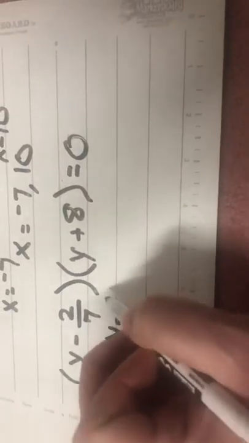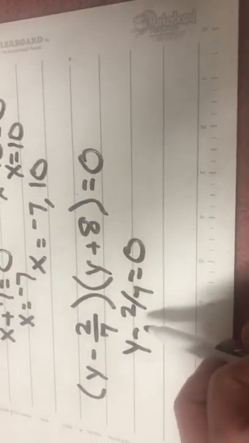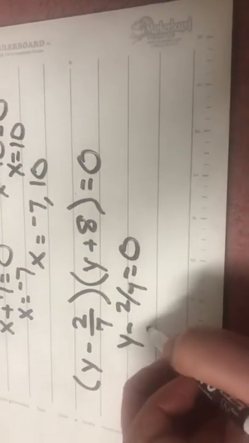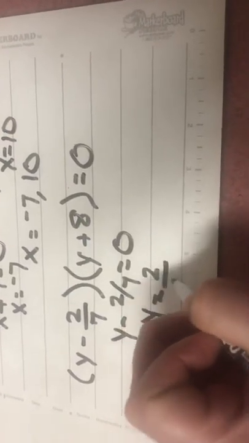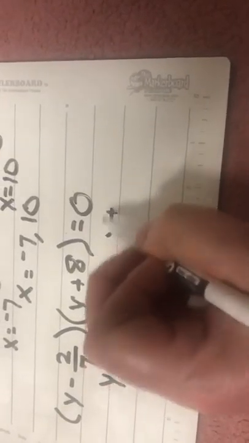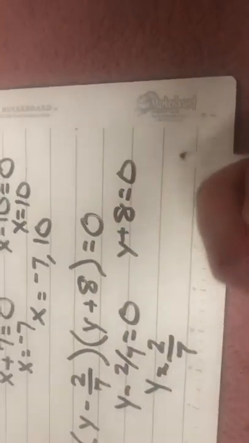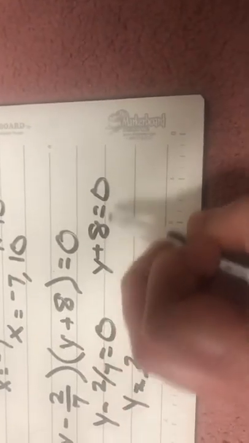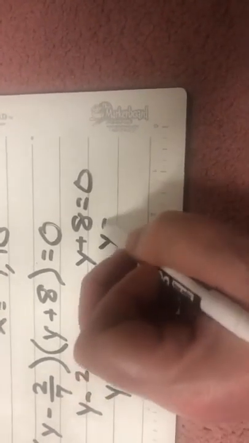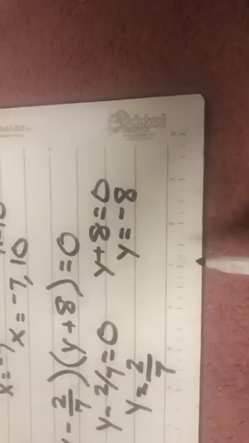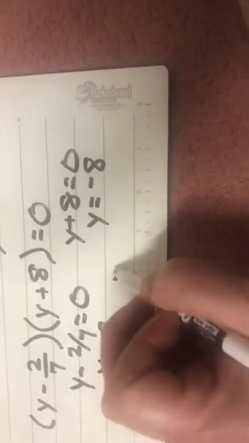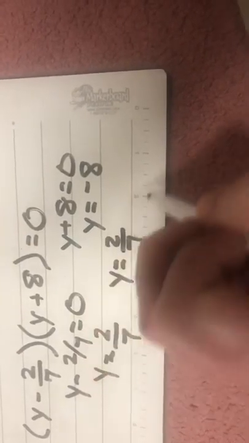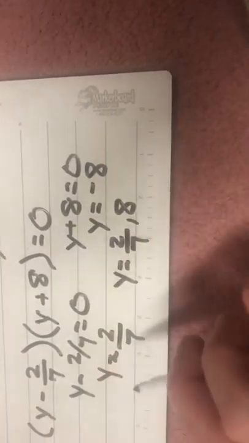So I'm going to think y minus 2 over 7 equals 0. To isolate y, I would have to add 2 over 7 to both sides. That tells me that y equals 2/7. But this one could also be 0. So I can also think that y plus 8 would equal 0. And in this situation, to isolate y, I would have to subtract 8 from both sides, which tells me that y equals negative 8, which means in my final answer, y can equal 2 over 7, but it could also equal negative 8. Okay?